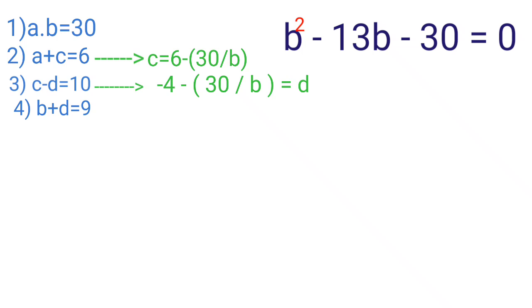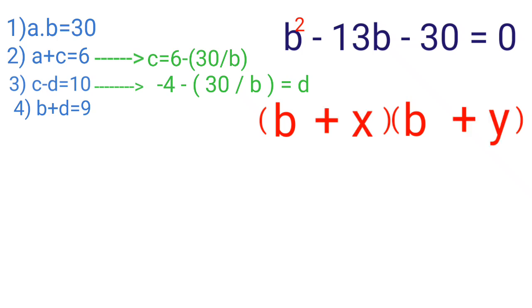And now we have to find the numbers in here. So we have to find a number I call x and another number I call y, so that if we multiply these two numbers, so if we multiply x by y, we have to get this number here that doesn't have a b, so the 30 has to be the result. And if we add these two numbers, so if we do x plus y, we have to get this number that is here in front of b, so the 13.